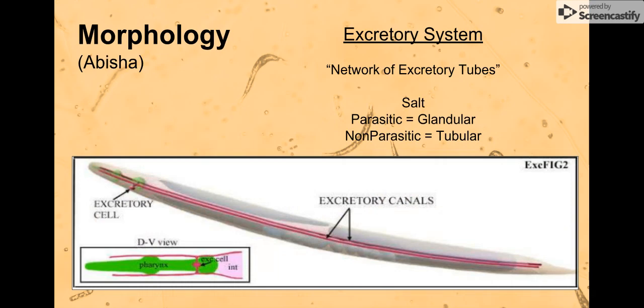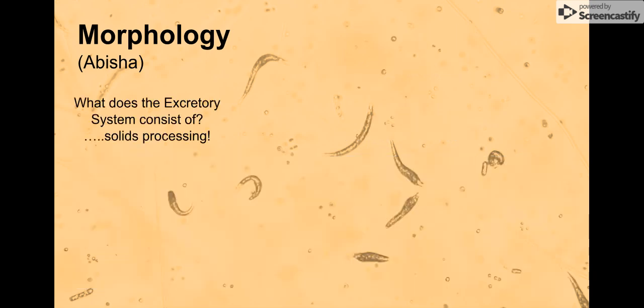What is the excretory system? It is a network of excretory tubes, and they come in generally two different forms. Parasitic nematodes generally have a glandular excretory system, and non-parasitic nematodes have a tubular excretory system.